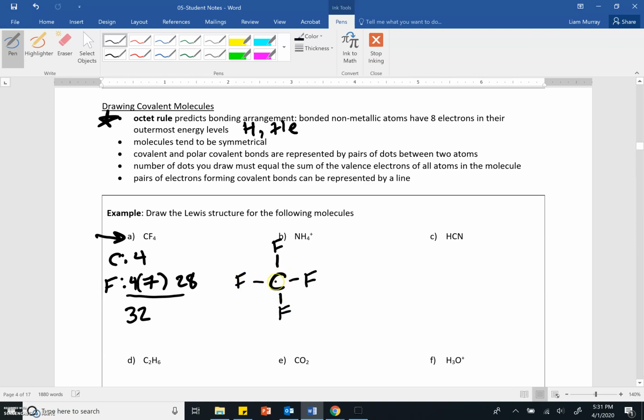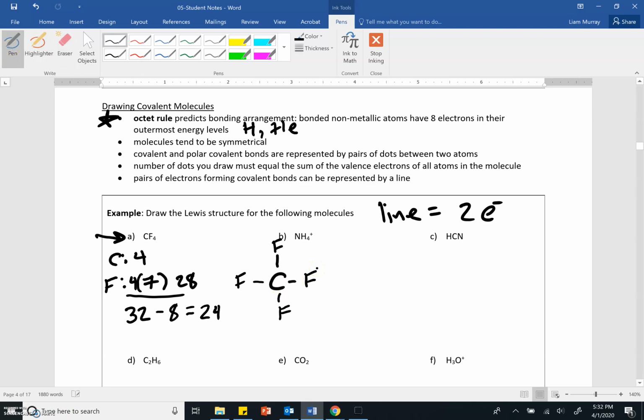Each line that I've drawn is equal to 2 electrons. So I've got 1, 2, 3, 4 lines to start with. So I've got 32 minus 8, which means I have 24 electrons left to work with. Is my carbon happy? Remember, I want to have a stable octet, so I can count 2, 4, 6, and 8. Good. So my carbon is happy.